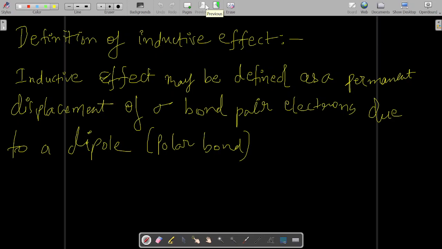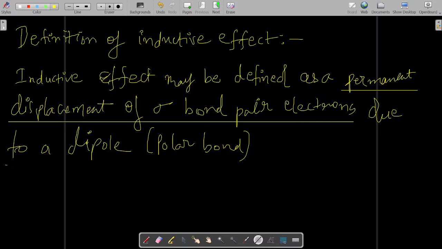Inductive effect may be defined as a permanent displacement of sigma bond pair electrons due to a dipole or a polar bond. So it is a permanent displacement of sigma bond pair electrons. Please note that it is a permanent effect, a permanent displacement of sigma bond pair electrons due to a dipole or a polar bond.